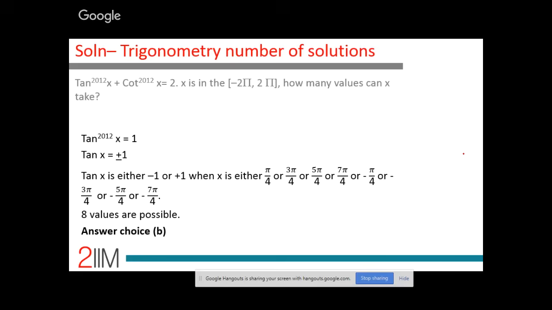When your powers are even, these people can be treated as 0 to 4 pi. Minus 2 pi to 2 pi, any which way, can be written as 0 to 4 pi. All trigonometric ratios go in cycles of 2 pi. So minus 2 pi to 2 pi is the same as 0 to 4 pi. Instead of this 2 pi, you're taking that 2 pi. That is fine.